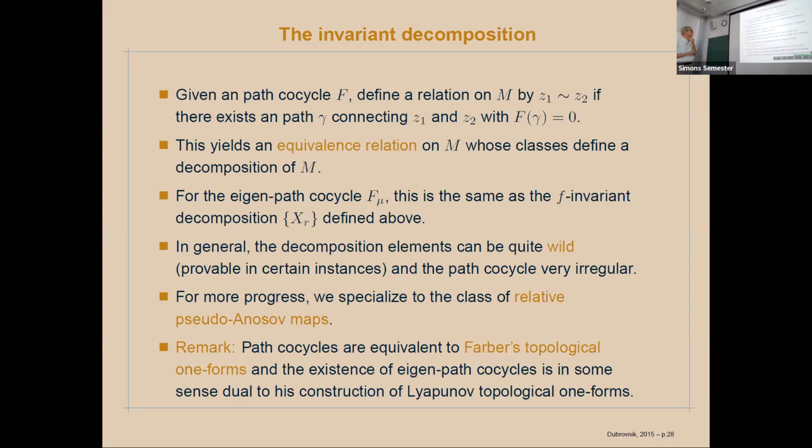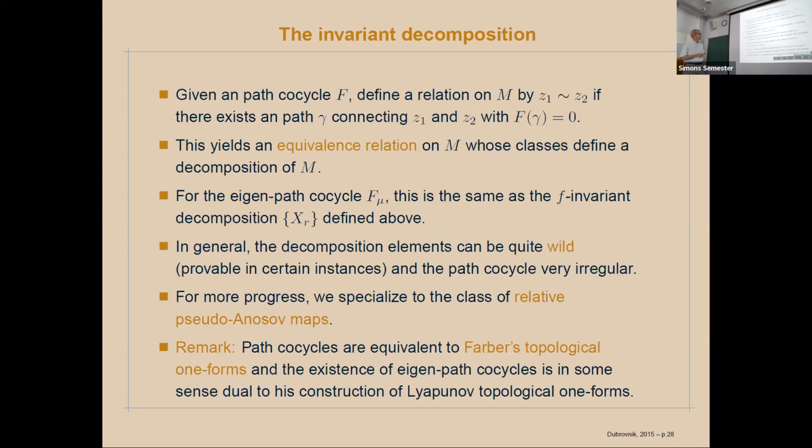All right, so what's the connection to the equivalence relation or the decomposition of the space? All right, so the connection is you define a relation on the manifold by two points are equivalent if there's a path between them which has, quote, length 0 with respect to our cocycle. All right, so this gives an equivalence relation. The classes define a decomposition. And if you just trace through the pictures and the definitions, it's exactly just a different way of constructing the invariant decomposition from the map and the cover.